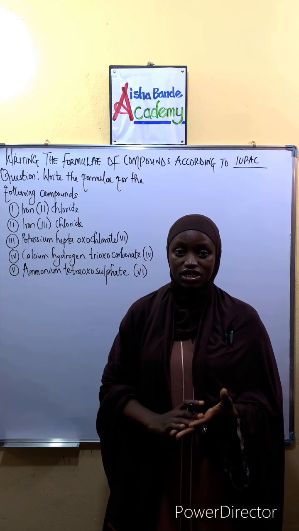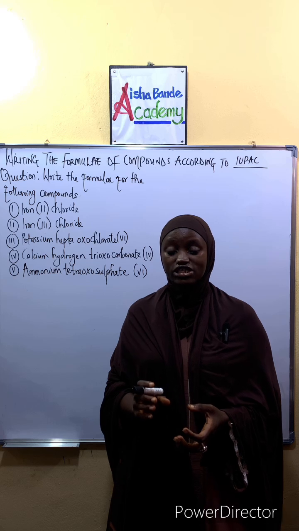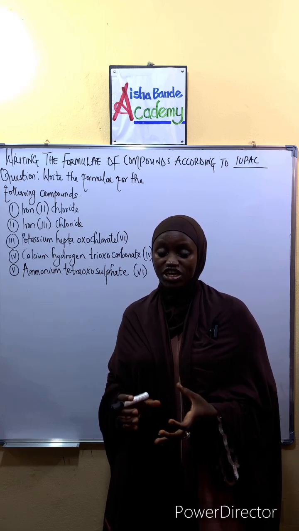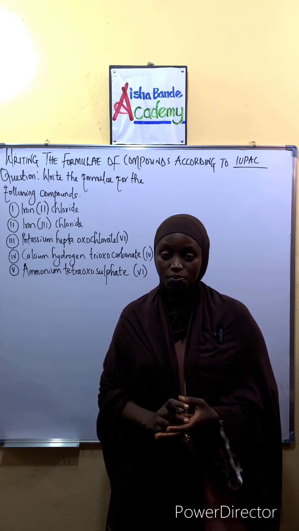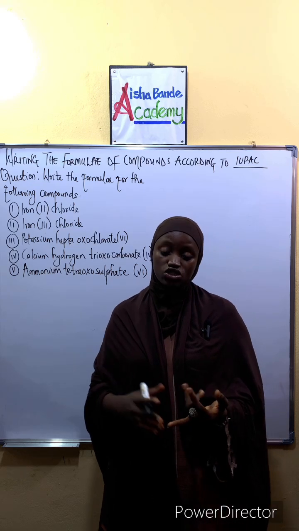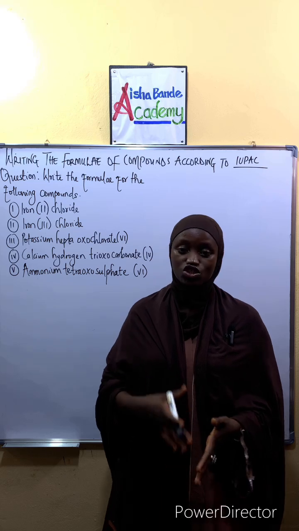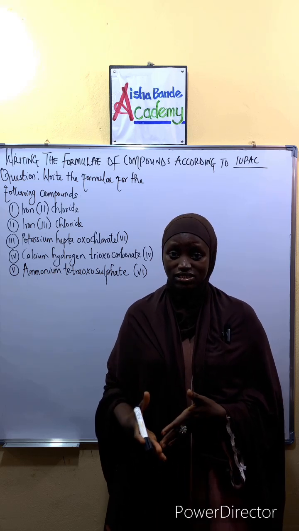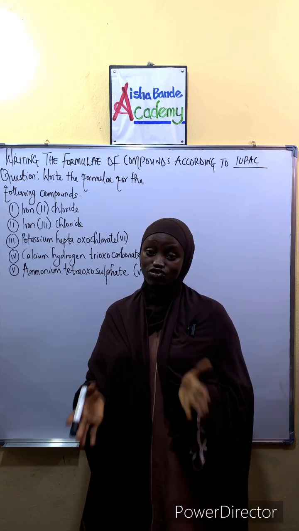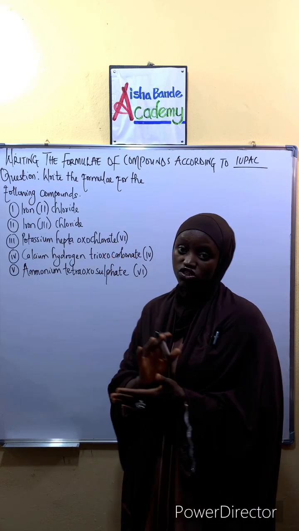The third type is the acids and the bases. The acids and bases are special types of compounds with specific naming rules, while the fourth is the organic compound. The organic compound comprises carbon, hydrogen, and often oxygen, nitrogen, sulfur, and other elements. So these are the few types of compounds we have. So let's begin with the questions we have on the board.